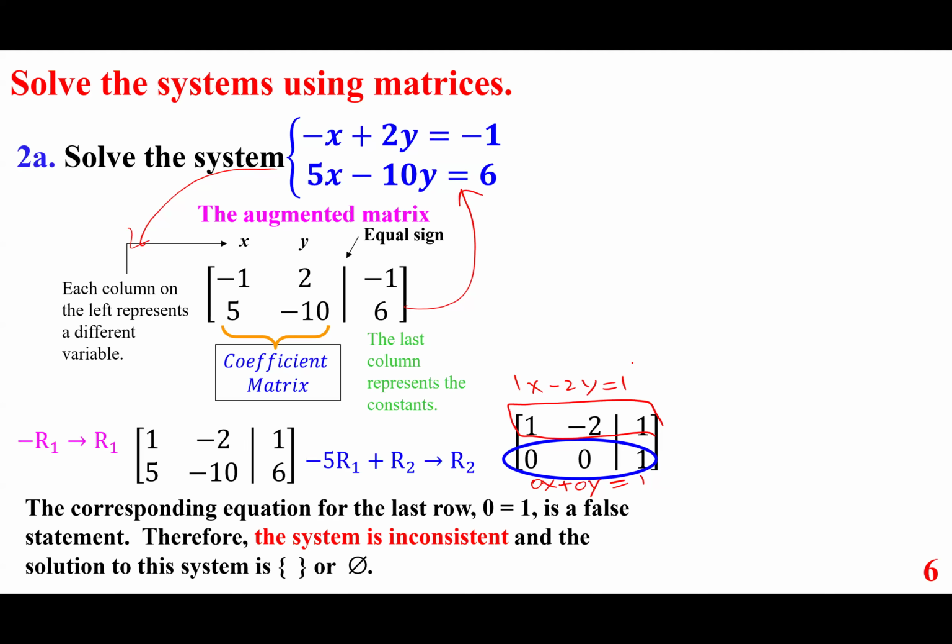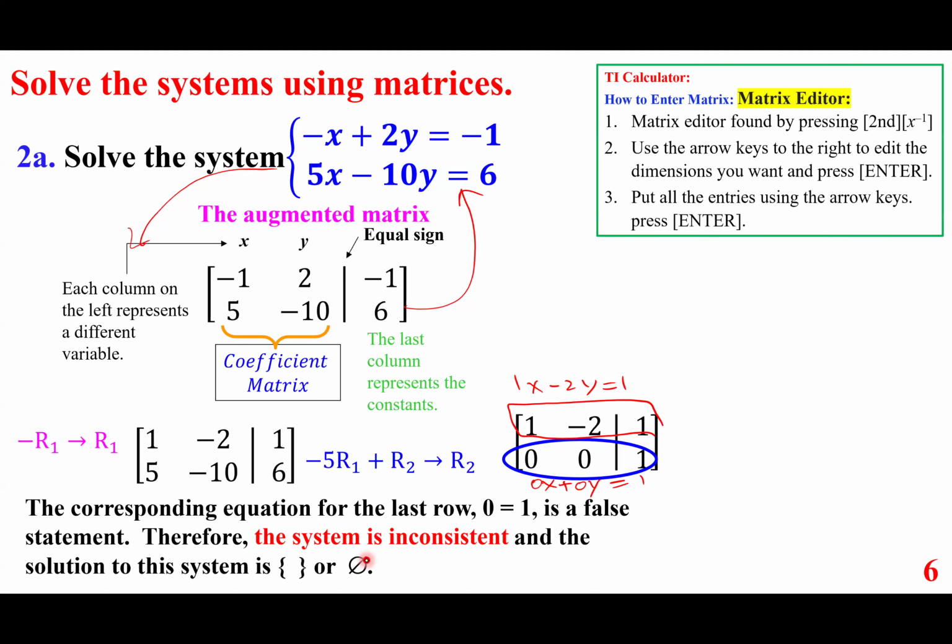Going back and forth from this system to augmented matrix to system. So this means 0 equals 1, which is a false statement. Therefore, the system is inconsistent, and the solution to the system is an empty set. Okay. So it's important to understand that.